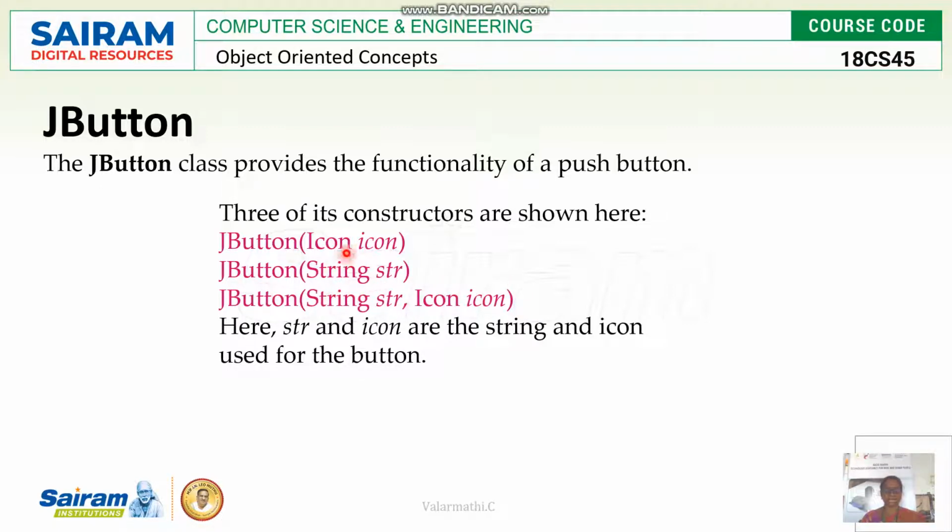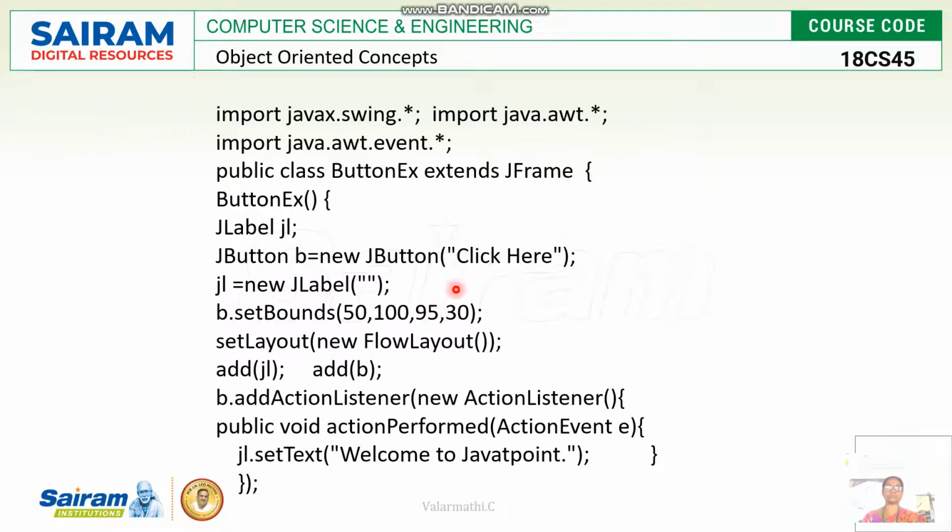Apart from these 2 types, it may combine one icon with one string. The icon image acts as a background image for the button, and the string tells the name of the button. So likewise, it differs. This is the example program which shows the JButton.